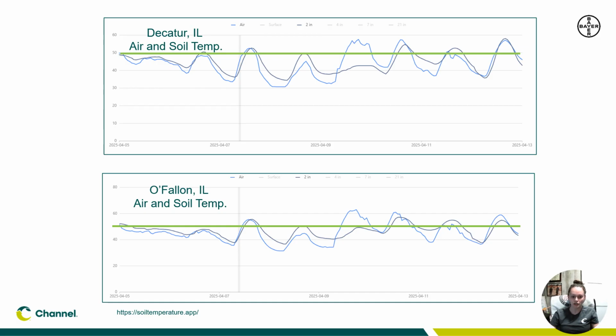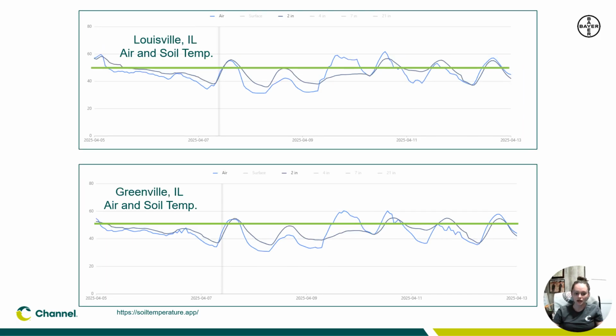The typical trend that we will see is the soil temperature will follow air temperature, but the fluctuation and the movement is much slower in soil temperatures. As we look at all these different locations, you will be able to see that we haven't had a consistent warm stretch in the last few days that has been consistently around 50 degrees or higher.